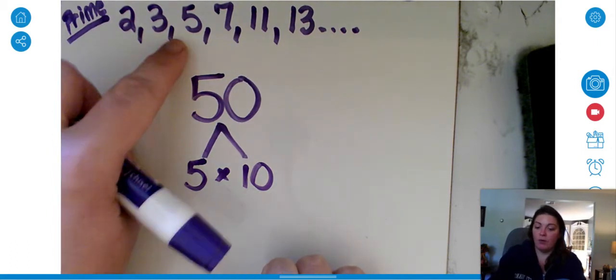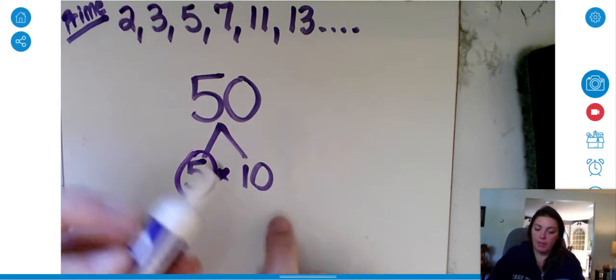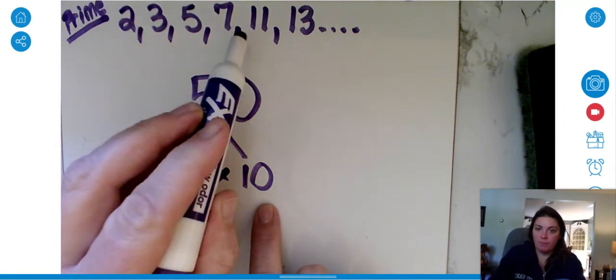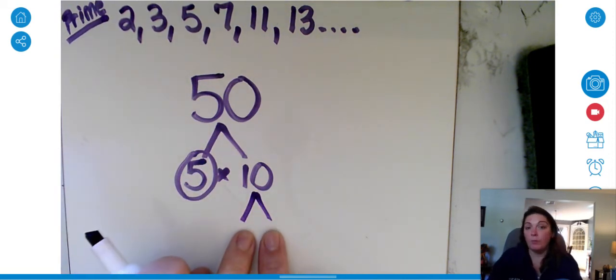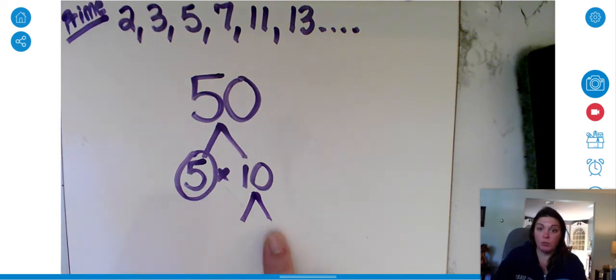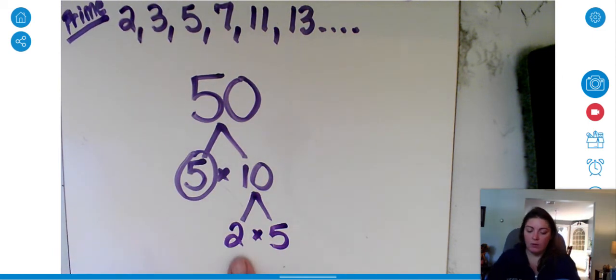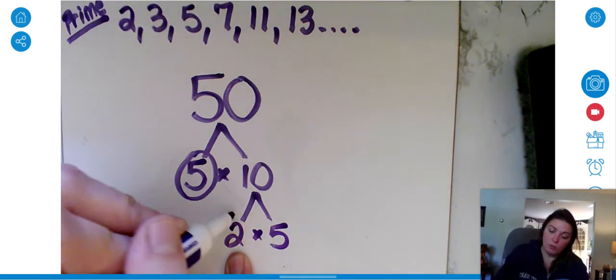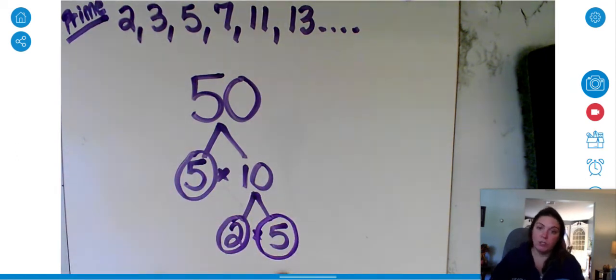5. 5 is prime, so I circle it. 10 is not prime, it's composite. I can break 10 down a little bit more. So what numbers multiply to make 10? We're not using 1 times 10. 2 times 5. 2 is prime, so I circle it. And remember, 5 was prime, so I circle it.